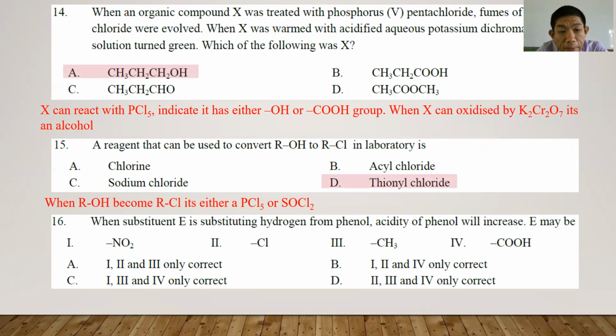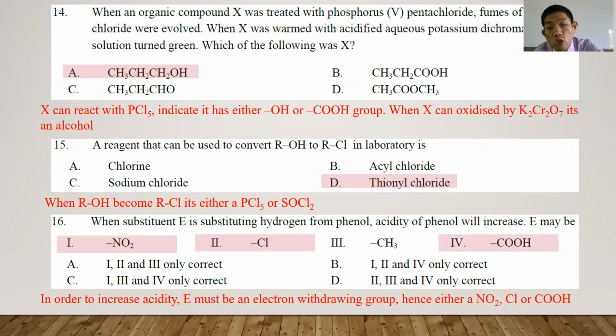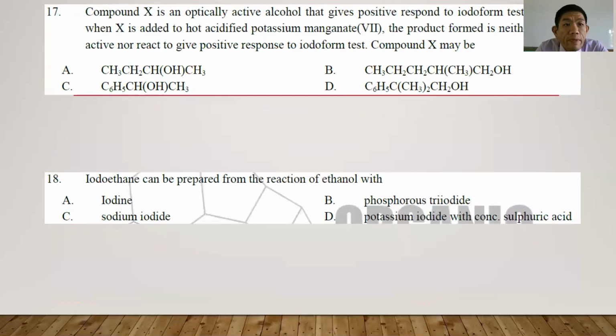Number 16, when substituent E is substituting hydrogen from phenol, the acidity of the phenol will increase. E may be 1. So in order to increase the acidity of phenol, you must have an electron withdrawing group. Among them, which one is an electron withdrawing group? We have NO2, Cl, and also COOH. So these are the groups which will increase the acidity of the organic substance. Therefore, the best answer in here is B, 1, 2, and 4. Then straight away we go to number 17.